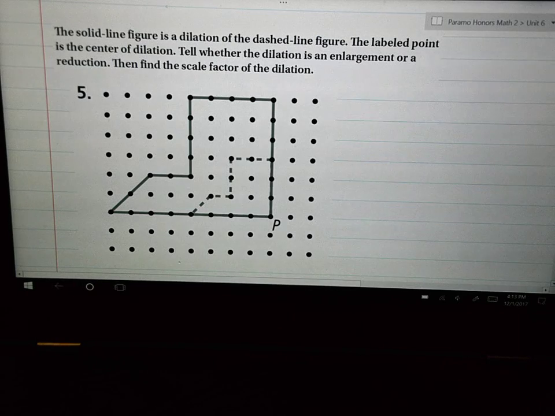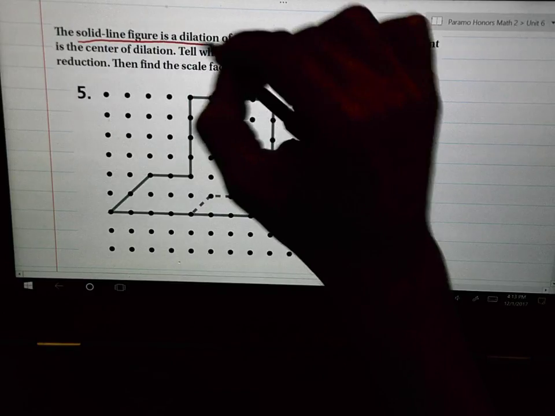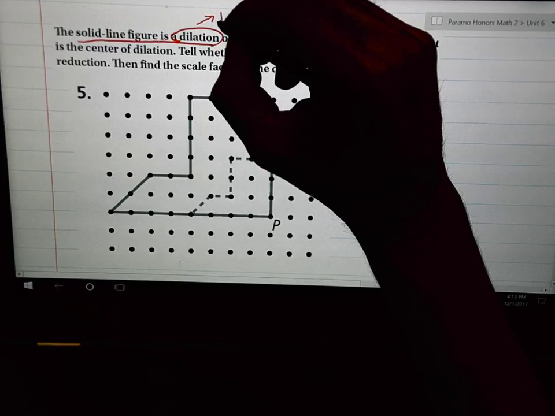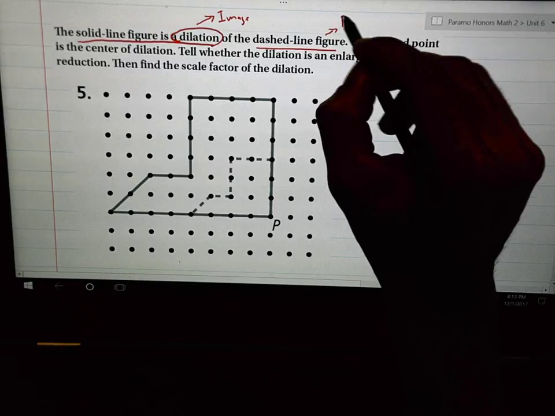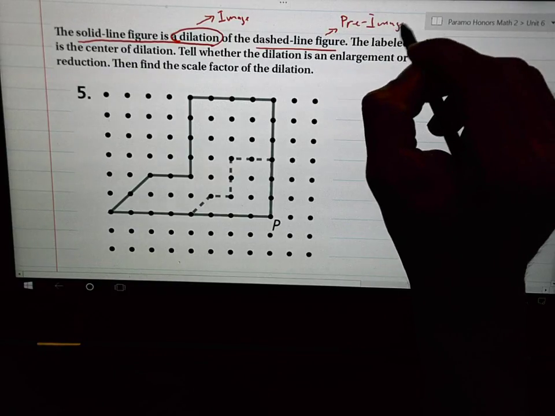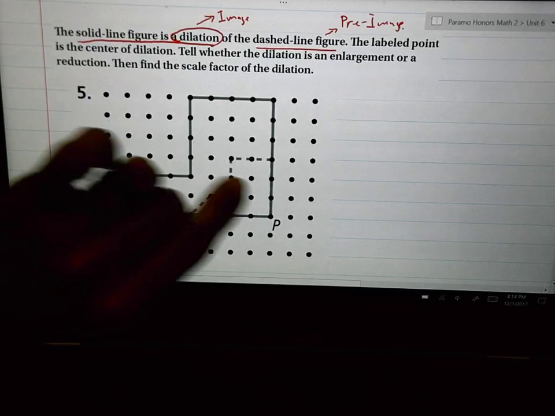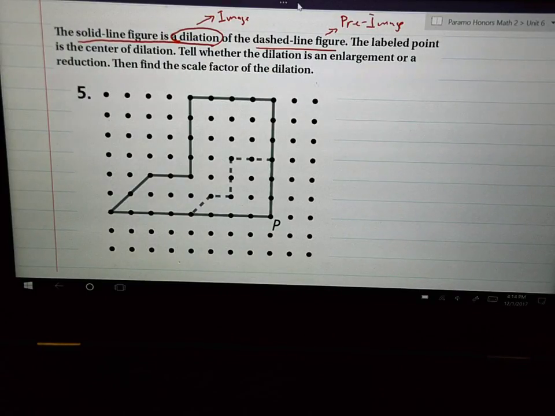the solid line figure is a dilation of the dashed line figure. So solid line, that is a dilation. What does that mean? That means that this one is the image of the dashed line figure, which must mean that that is the pre-image. You have to pay attention in all these problems to figure out which one does it start with and which one does it end with, because I've done some worksheets where the solid line is the pre-image and some worksheets where the solid line is the image. So make sure you're paying attention to the directions. They'll let you know. If it doesn't let you know, ask and I will let you know.